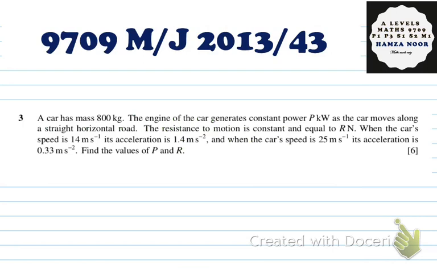Question number 3 says a car has mass 800 kg. The engine of the car generates constant power of P kilowatts. As the car moves along a straight horizontal road, the resistance to motion is constant and equal to R newtons. When the car's speed is 14 meters per second, its acceleration is 1.4 meters per second squared, and when the car's speed is 25 meters per second, its acceleration is 0.33 meters per second squared. Find the values of P and R.